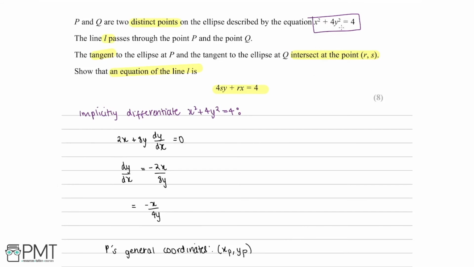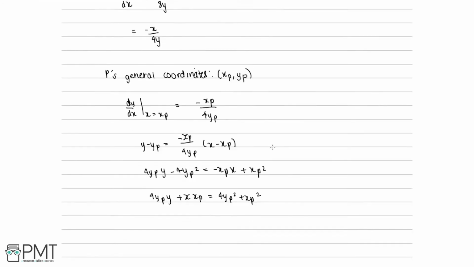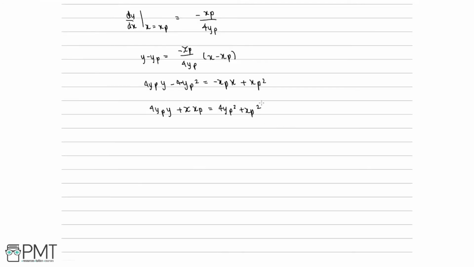Well, because we know that at any point on the ellipse, x squared plus 4y squared is equal to 4, and we know that our point P is on our ellipse, we also know that 4yp squared plus xp squared is equal to 4, because our equation is satisfied at this point. Thus, we can actually set the right-hand side as equal to 4. So 4ypy plus xxp is equal to 4.